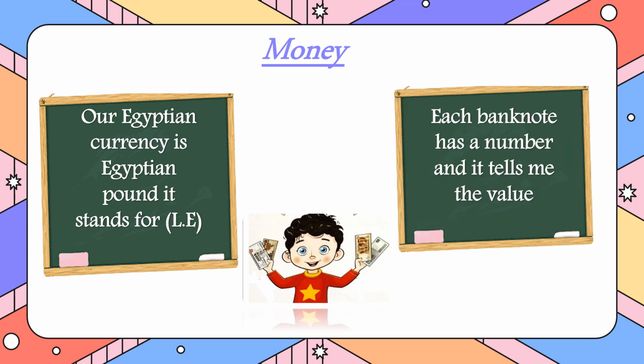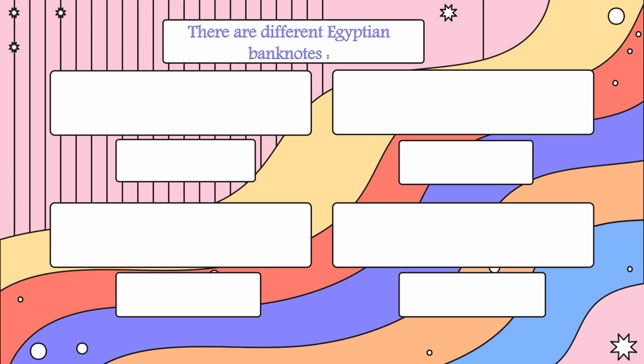How can I know the value of any banknote? Each banknote has a number and it tells me the value. So I will look at the number on the banknote. It tells me the value. Let's see Egyptian banknote. There are different Egyptian banknotes.